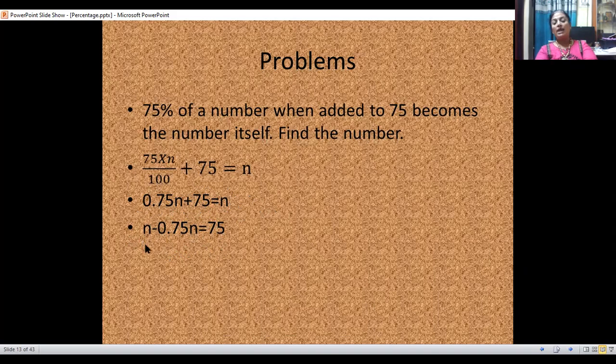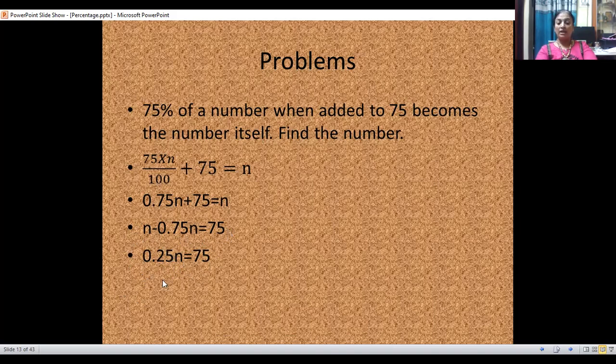So n minus 0.75 n is equal to 75. What about this n? N means 1 n. So 1 n minus 0.75 n. 1 minus 0.75 is nothing but 0.25. So the answer is 0.25 n is equal to 75.